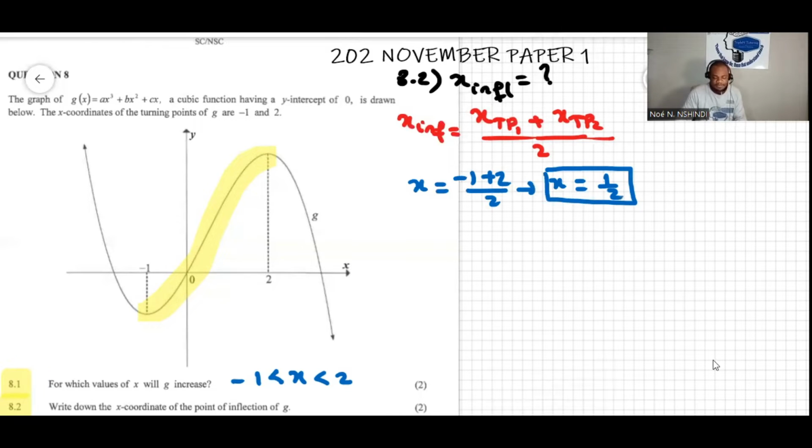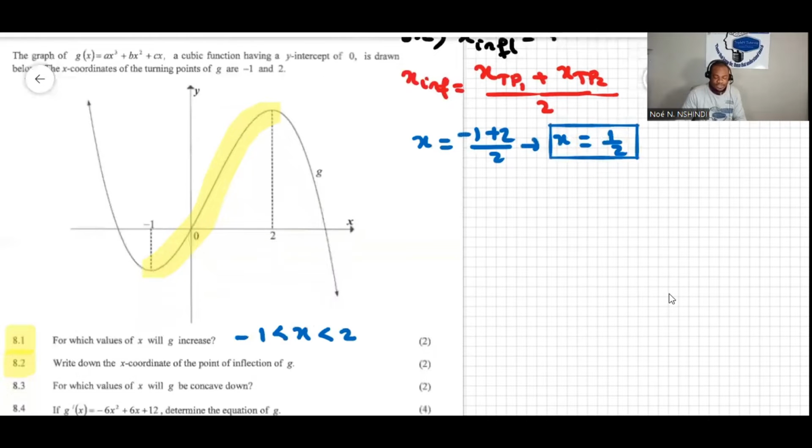Okay, and then the following question is question 8.3. The question says, for which values of x will g be concave down? We're going to consider the point of inflection to determine where the function is concave down. The average between -1 and 2 we find is a half, which can be somewhere here, approximately there. That's the point of inflection.